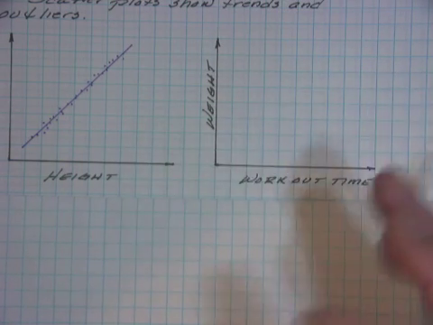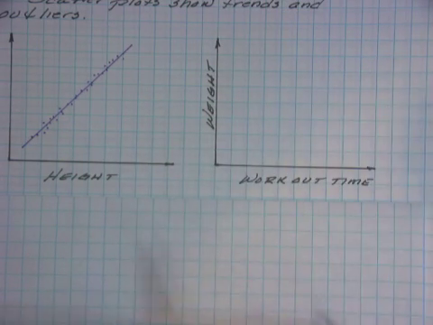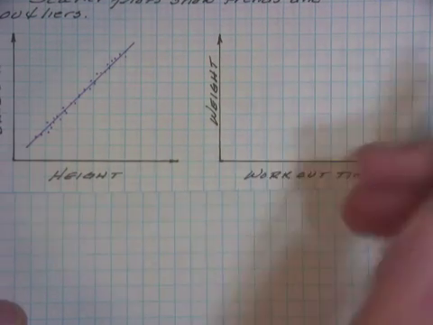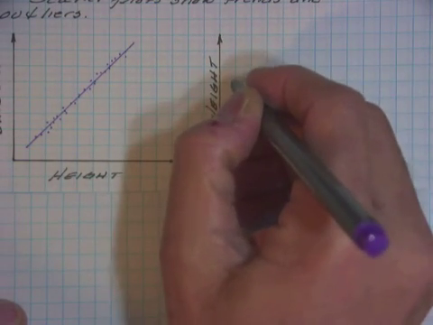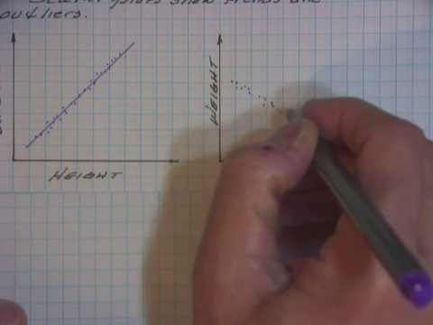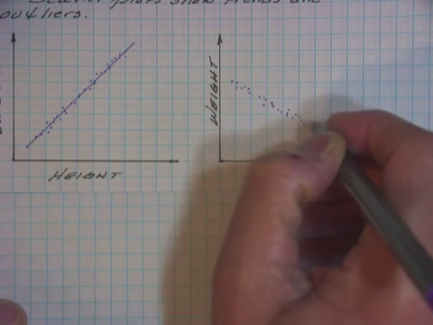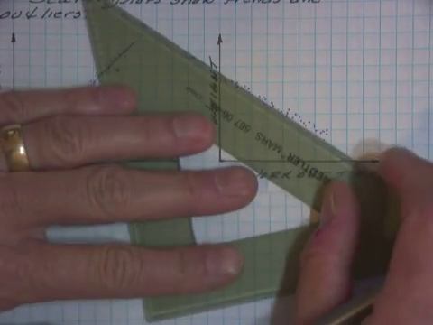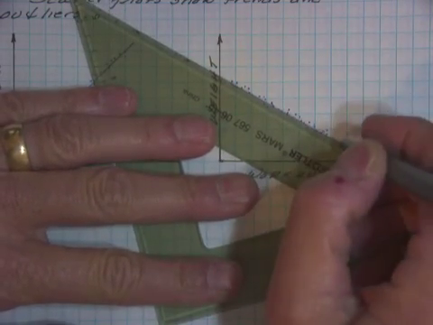Now, the other one, the workout time and weight. Now, this is going to assume that you're going to the gym to lose weight. Obviously, if you're a bodybuilder and you go to the gym, you're going to gain weight. But this is someone who's trying to lose weight. And when they first start out, it's kind of high. But the more they go to the gym, the more they lose weight. And so they get what's known as a negative trend.